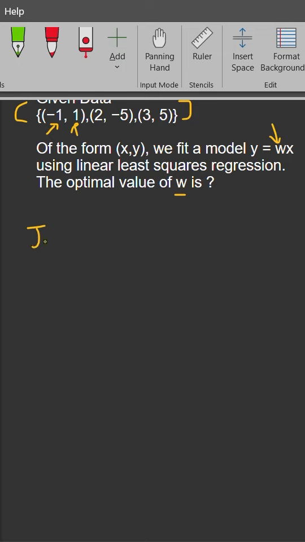So the loss function, let's call it J of w, for linear least squares regression is just the summation of (y, the actual value, minus the predicted value, which is w x in this case) whole squared. So we'll have to minimize this function to find the optimal value for w. Since this is just (a minus b) whole squared, let's expand this.